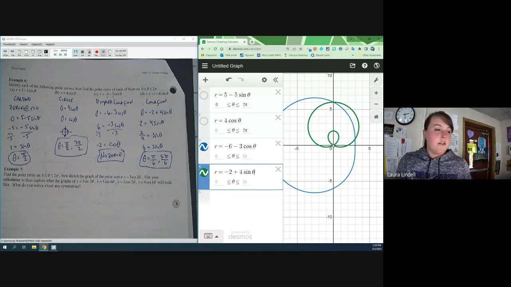All right. So that's a bit of an introduction to graphing with polar and some common polar shapes. Next time we'll keep going and we'll talk about some different curves and things like that. We'll get into rose curves and all that fun stuff.